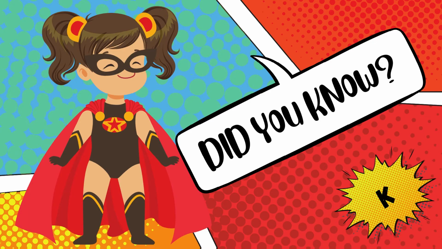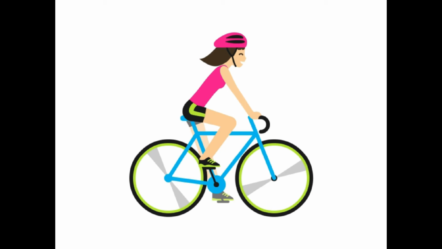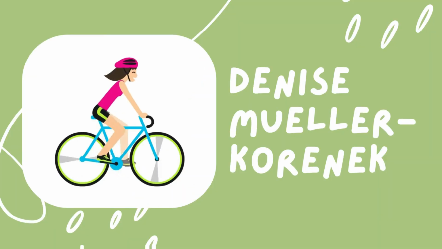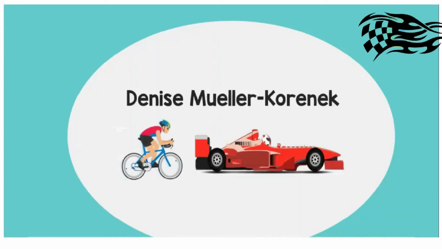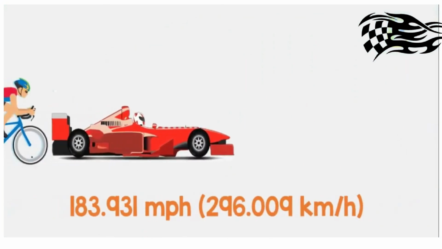Did you know that the fastest human ever to ride a bicycle is a woman? Yes, you heard it right. She is no other than Denise Mueller-Korenek. She clipped her bike to the back of a dragster, driven by racing driver Shea Holbrook. She had to be towed for the first section of the run because the gearing on her bike was so high that pedaling from a standing start wouldn't be possible. At around 100 miles per hour or 160 kilometers per hour, she unclipped from the pace car and started accelerating.